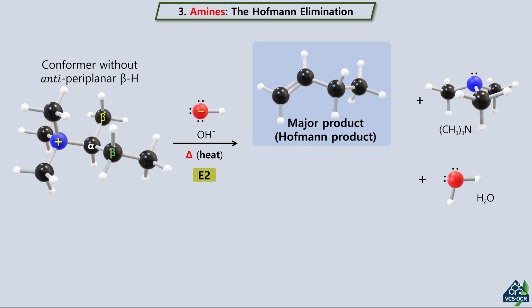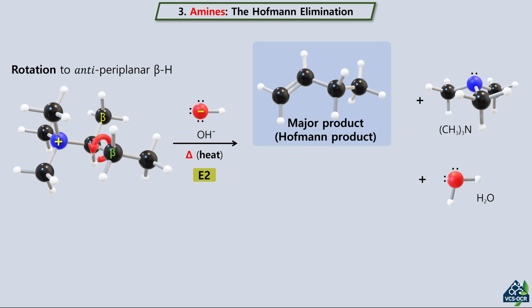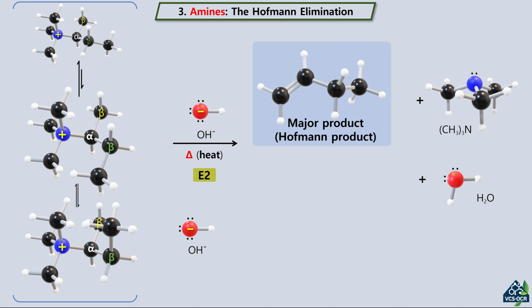In the conformer currently shown, the other beta hydrogen is not in the required anti-periplanar orientation to undergo an E2 elimination. This necessitates a specific sigma bond rotation to achieve the reactive anti-periplanar conformation. However, in more substituted sites, this rotation forces the bulky trialkylamine leaving group into a sterically crowded gauche relationship with other alkyl substituents.